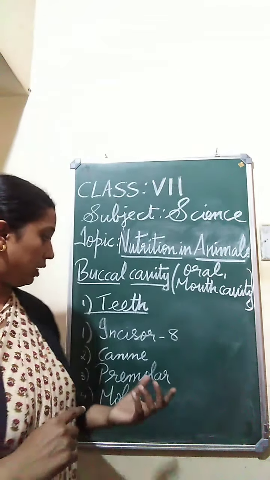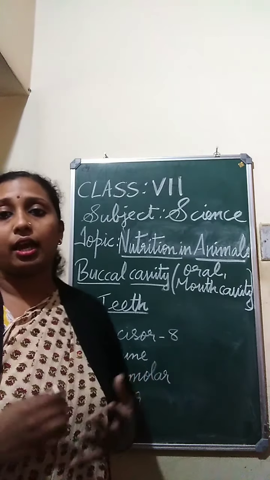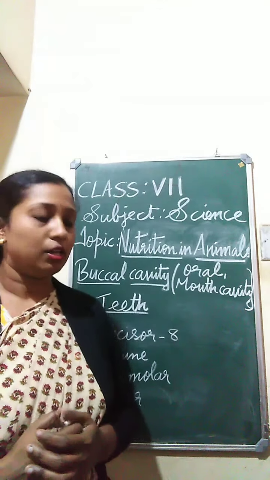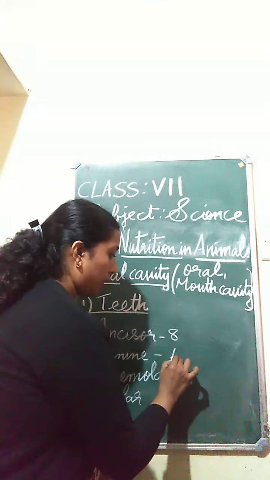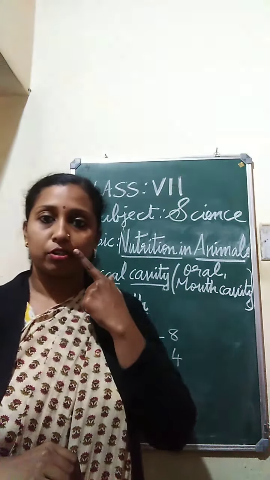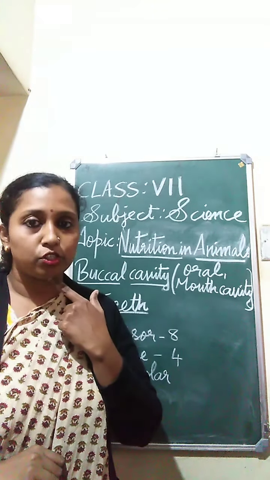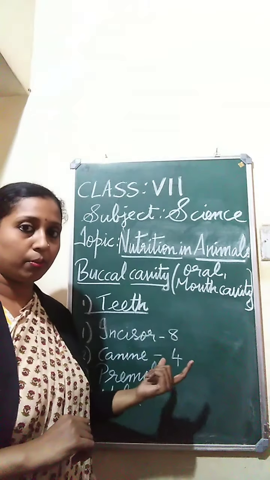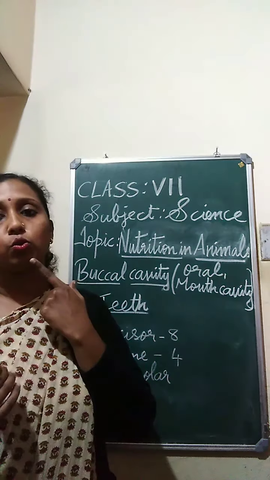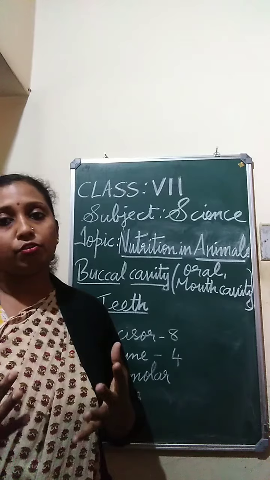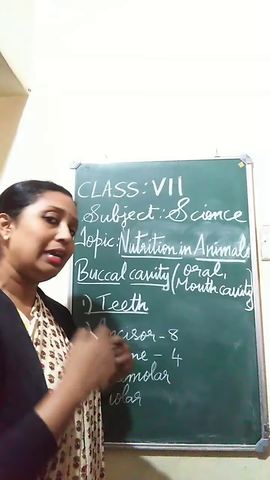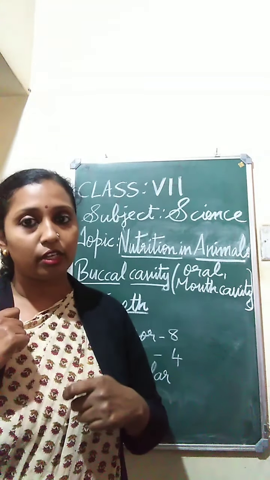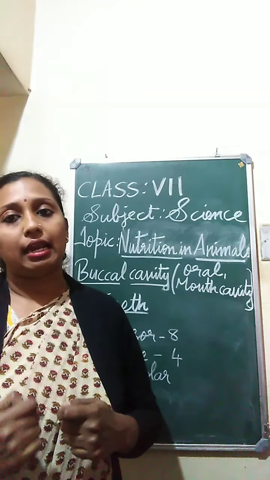The second one is the canines, and they are 4 in number, 2 in the upper jaw and 2 in the lower jaw. The main function of the canine is to tear the food. To tear the food, we use the canines.